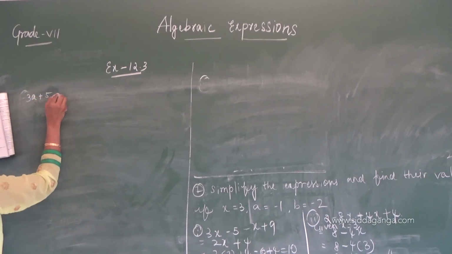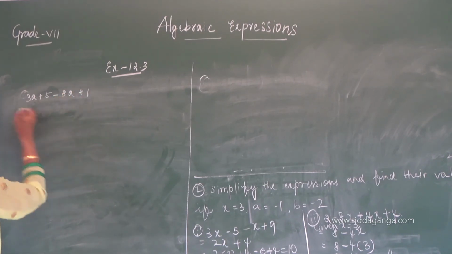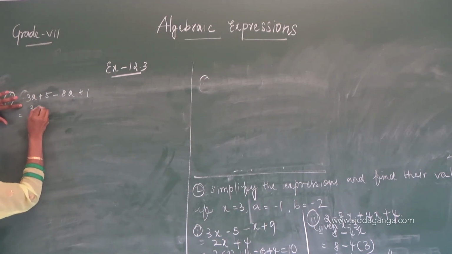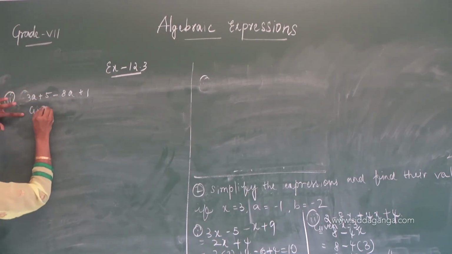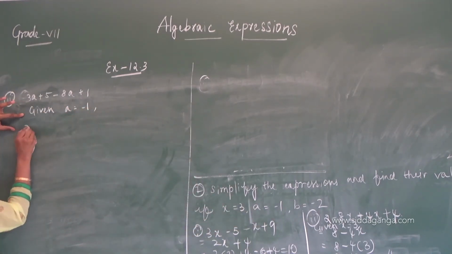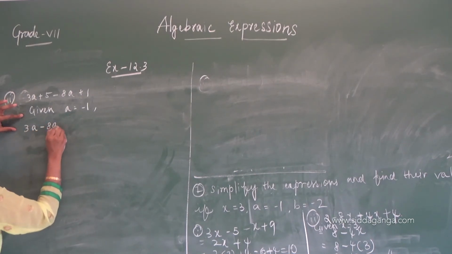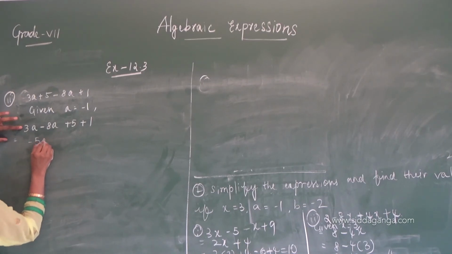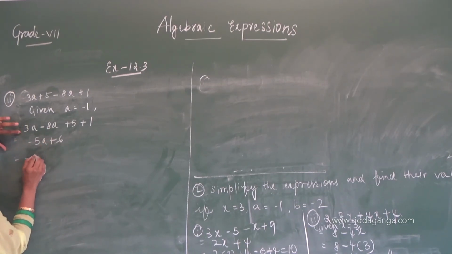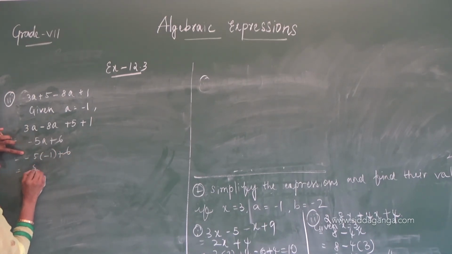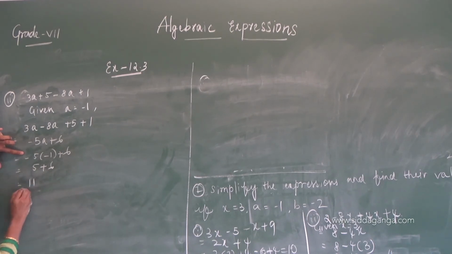3a plus 5 minus 8a plus 1. What is 3a plus 5 minus 8a? 3a minus 8a, plus 5 plus 1, minus 5a plus 6. What is the value of a? Given a equals minus 1. Minus 5 into minus 1 plus 6, minus 5 into minus 1 is 5, plus 6, that is equals to 11.